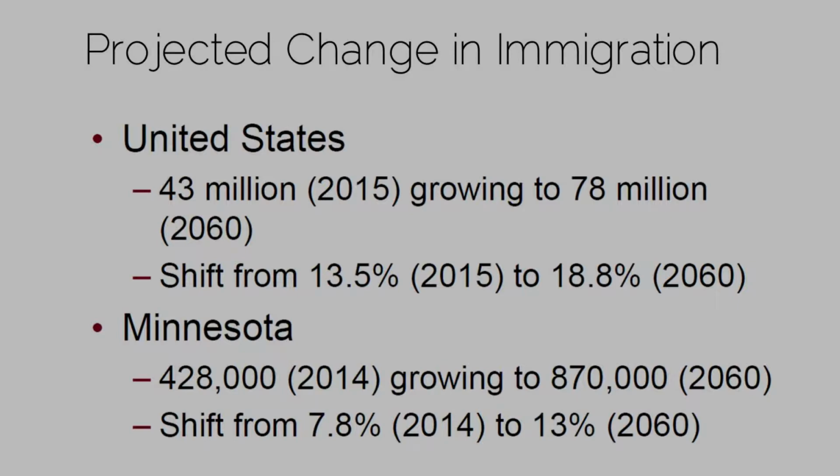The projected change in immigration: the United States went from 43 million in 2015 to 78 million projected to be in 2060. That is up to 18.8% of the population being foreign-born if the projection holds true. Minnesota is not keeping pace with the change in the U.S. In 2014, we had a 428,000 foreign-born population, and now we are projected to be at 870,000 in 2060. So going up from 7.8% to 13% of our population.